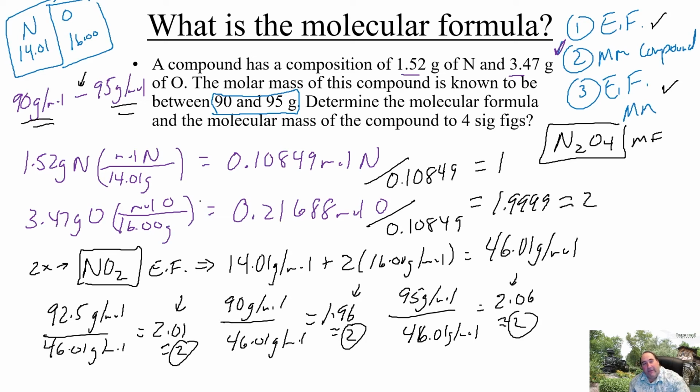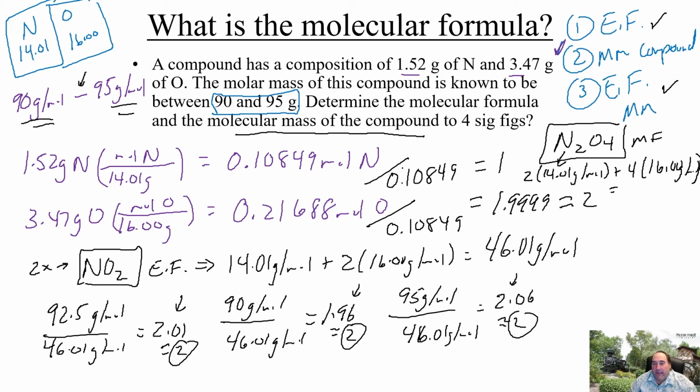I think on that last one, I forgot to do something, which was calculate the molecular mass of the compound. So before we do that, we will figure out the molar mass of this compound. That's going to be 2 times 14.01 for our nitrogens, plus 4 times 16 for our oxygens.